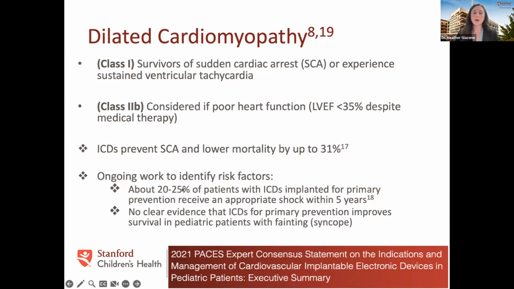But we have ongoing work as a medical community to identify these risk factors, because currently in pediatrics, ICDs for what we call primary prevention, so to prevent any of these sudden cardiac arrest episodes from happening, it hasn't been truly documented in pediatric patients that an ICD improves survival in patients with just passing out. So that one, although it's really recommended in hypertrophic cardiomyopathy, is not on the list for dilated cardiomyopathy. So you're already starting to see there are differences within cardiomyopathy patients and what types of risk factors that we're looking for.